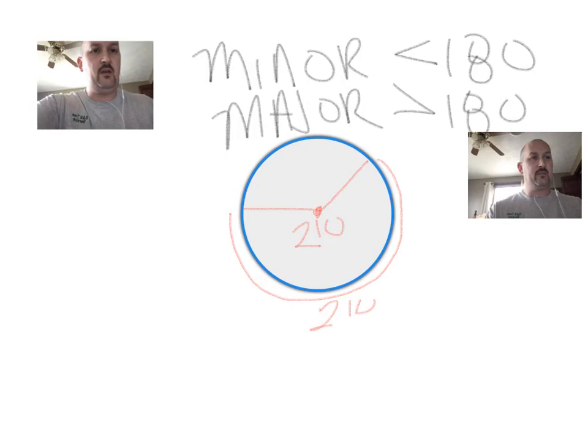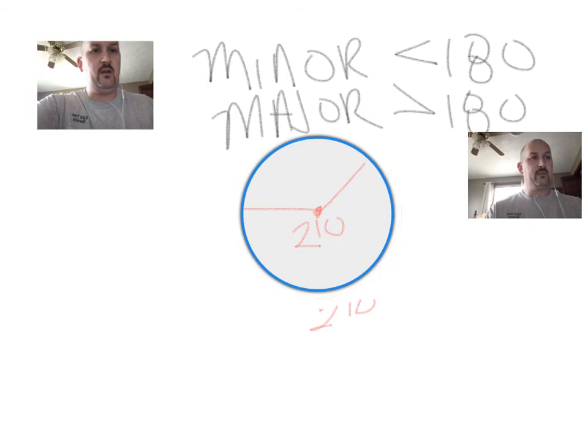Major arcs are larger than 180 degrees. And to me, that makes common sense. Okay? And we talked about a central angle, which, again, is going to be made from the center of the circle.